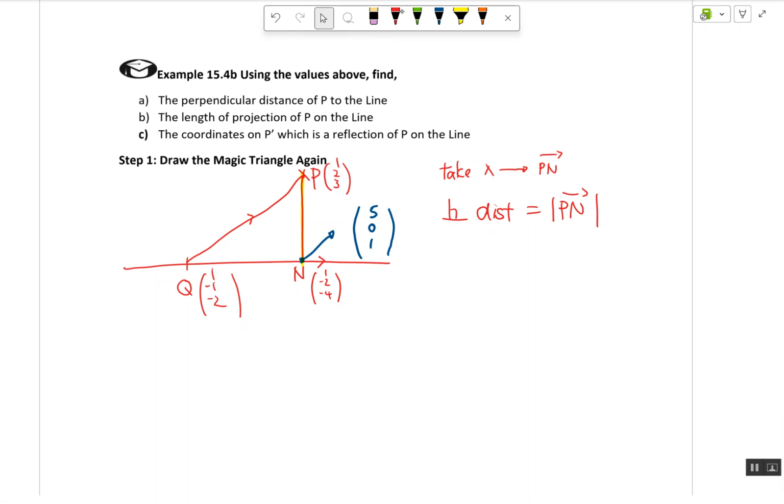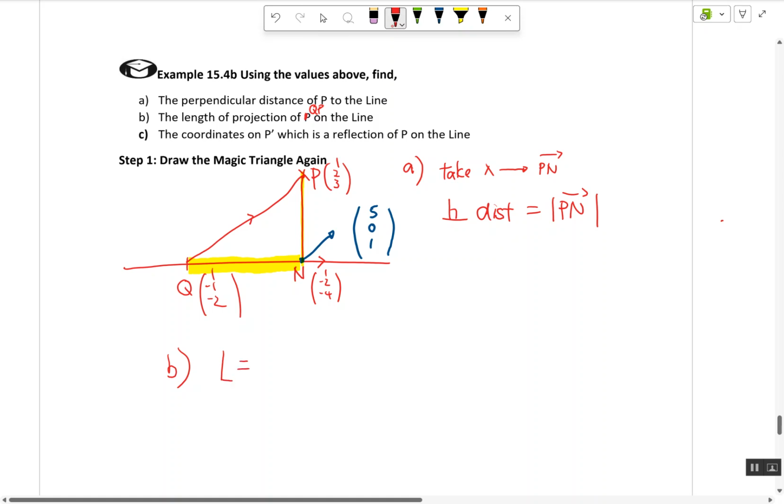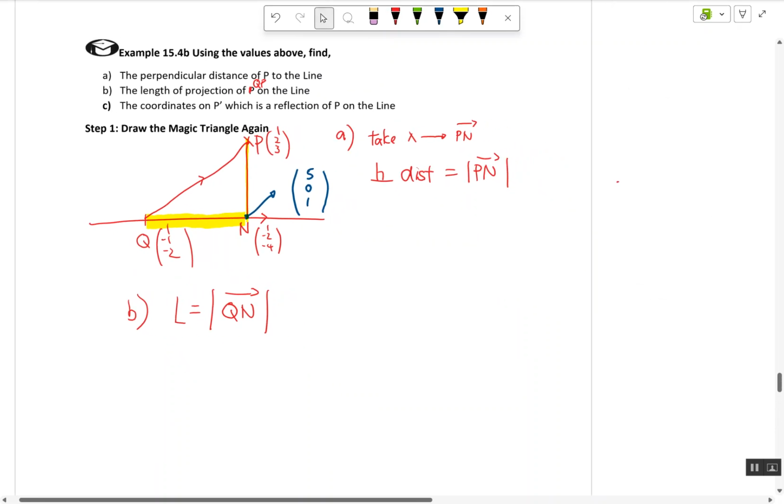Okay, the length of projection of P on the line. Rather, the length of projection of QP on the line. So for A, if you want the perpendicular distance, find Pn. For B, you must know that the length of projection, we are looking at this, will just be equals to Qn. So again, you find out what is the vector Qn and find out the magnitude. You can get the answer already. So when you have n, it's very easy to find a lot of things.